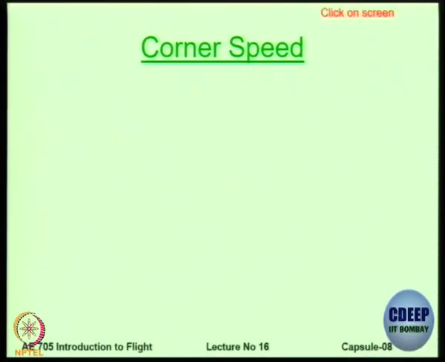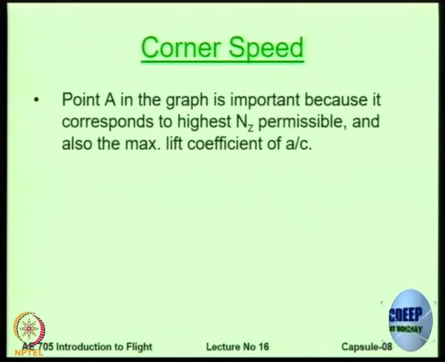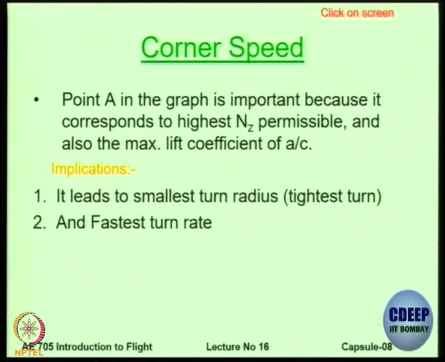Now, why do you say that the lift coefficient is maximum? Why is it maximum? It's the least speed. So lowest speed comes only when you are having CL equal to max. What are the implications? Implications are smallest turn radius, fastest turn rate, best turning performance.